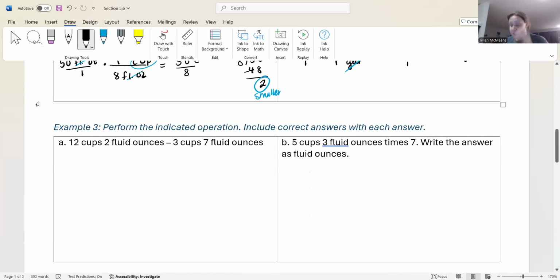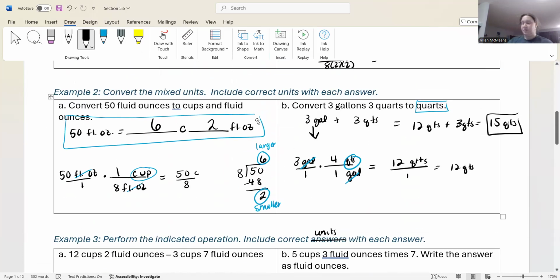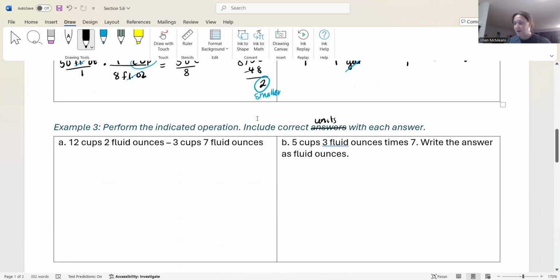Okay, so example 3 says perform the indicated operation, include correct. I think that should say correct units. That must be a typo. Is that what happened in the last one? Let me see. No, that one says units. I don't know why I have answers twice, but it's a typo. It should say correct units with each answer.